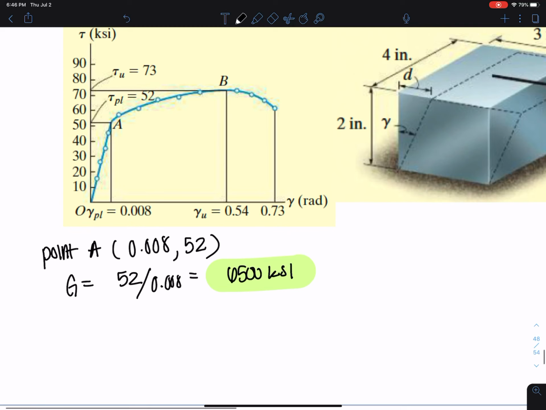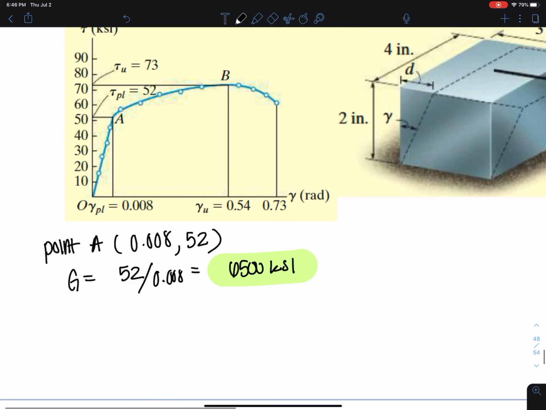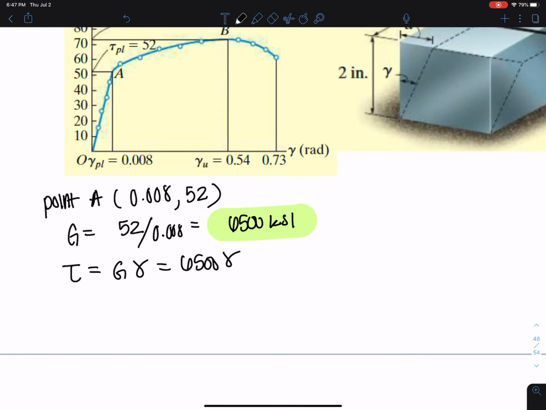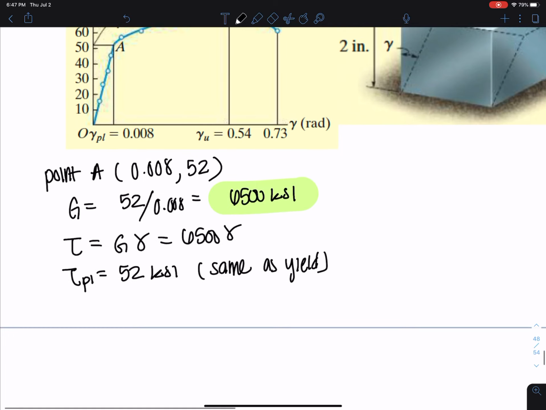Now the equation of this line OA, basically, we know that it's tau equals G gamma. We just use it to solve for that. That's Hooke's law in shear, and that means that's just 6,500 gamma. This is Hooke's law for shear. Our proportional limit, we already solved that. That's going to be the 52 KSI because we're using the same as the yield here. So we just pick that off the diagram. Now our ultimate, so I'm going to put these here.